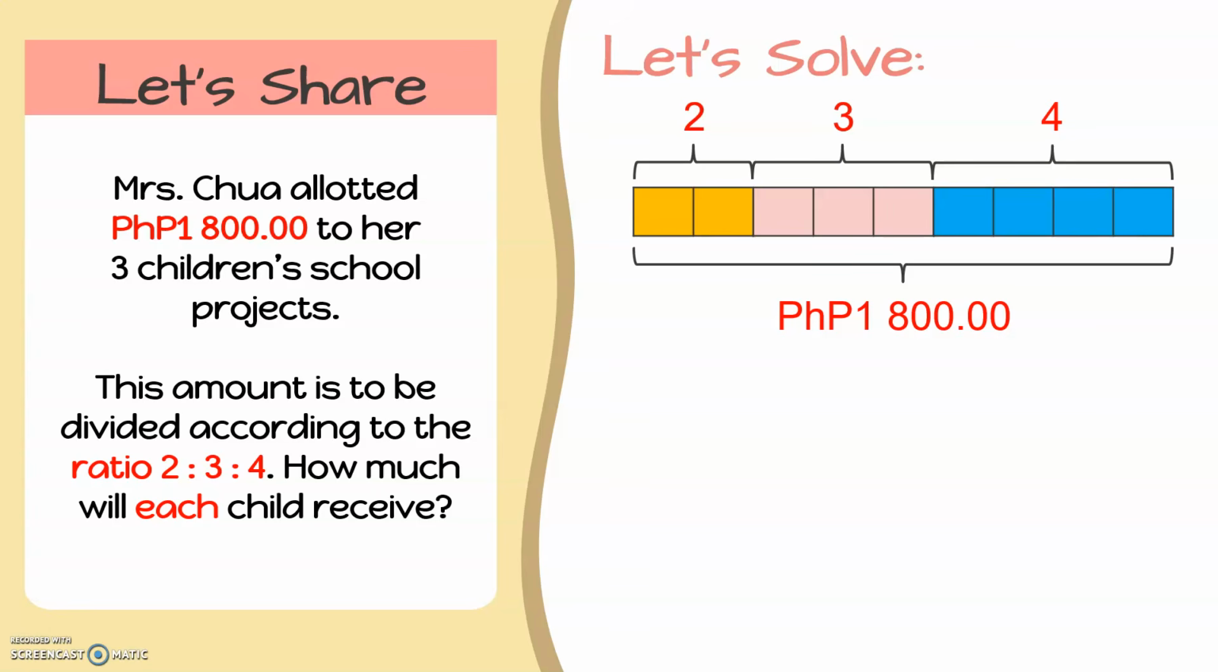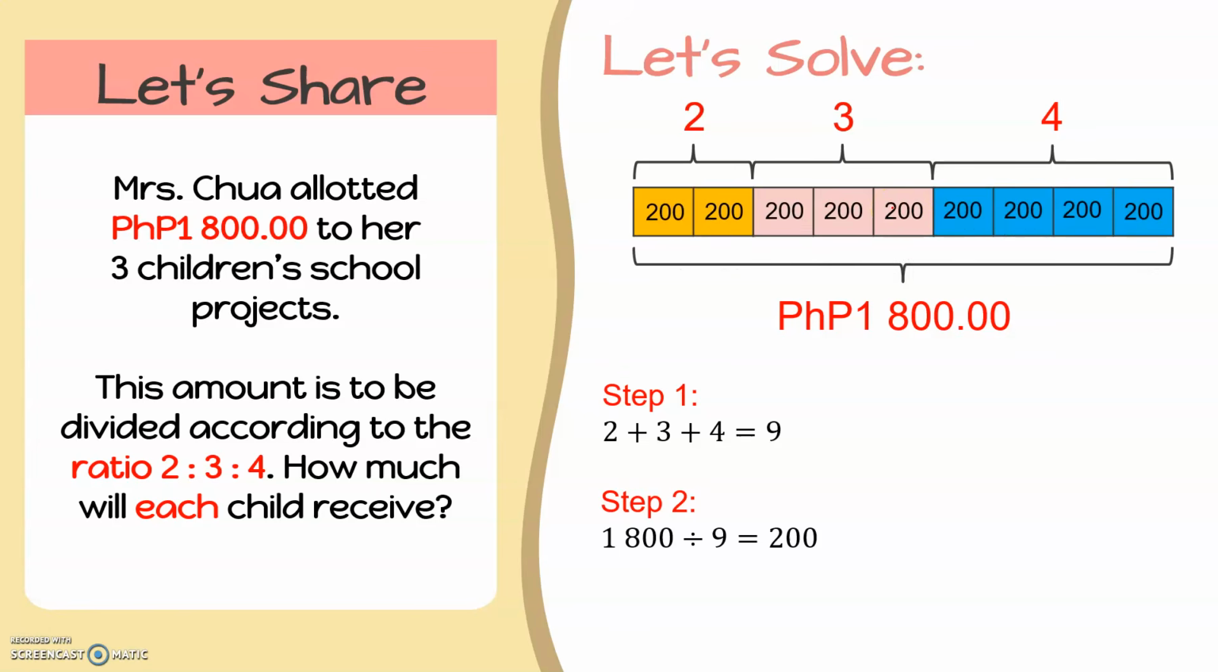So let's start. First, we will add 2 parts, 3 parts, and 4 parts. So all in all, our whole is divided into 9 parts. Then we divide the whole, which is 1,800, by 9 parts, and that will give us 200. That means each part is equal to 200.